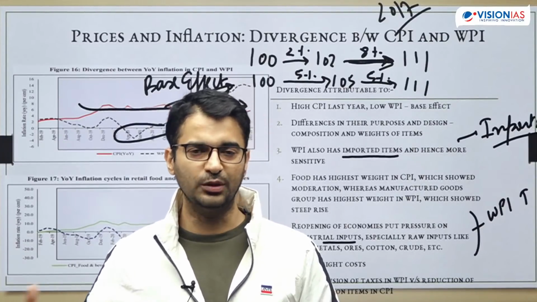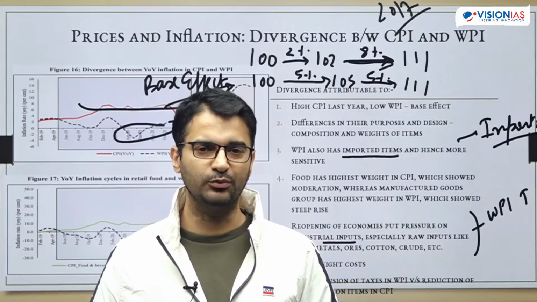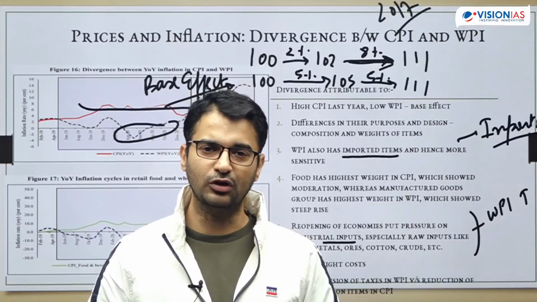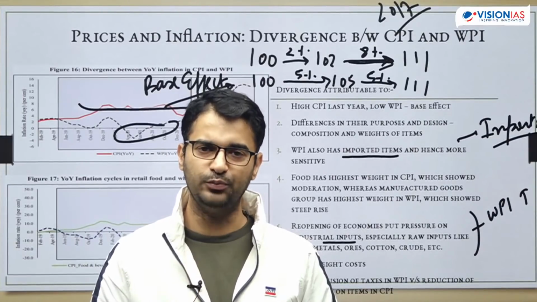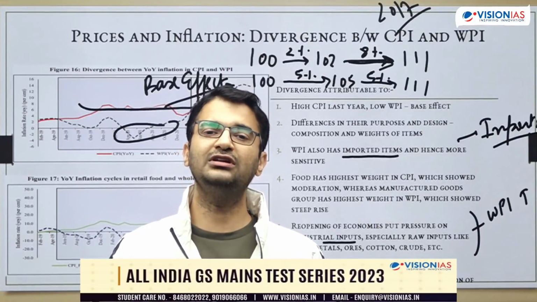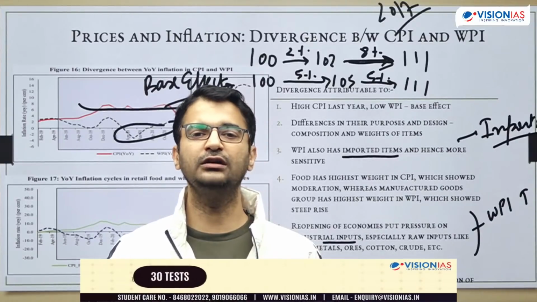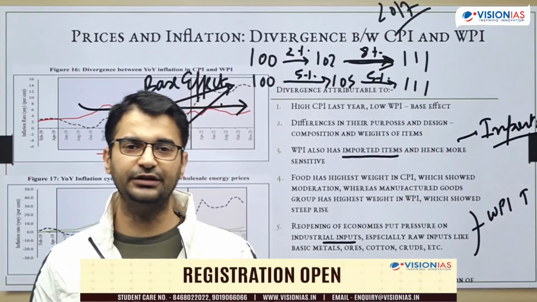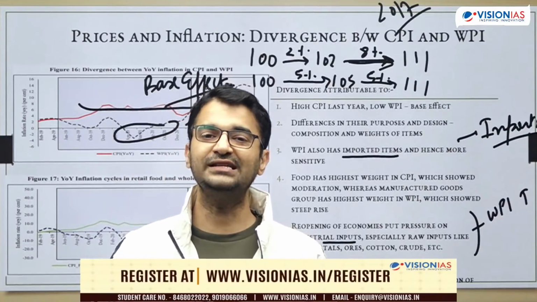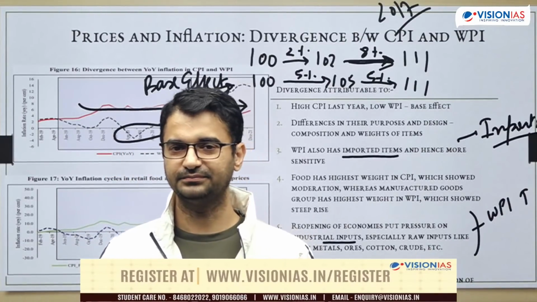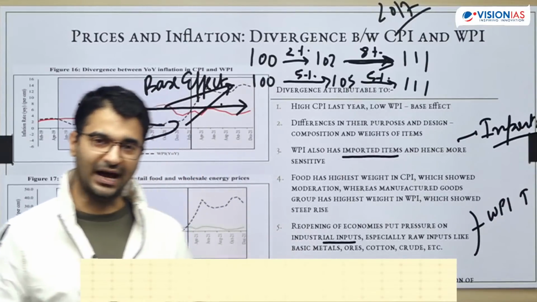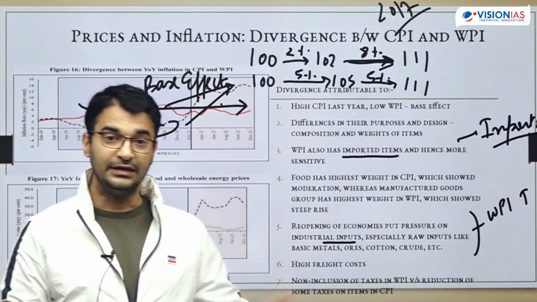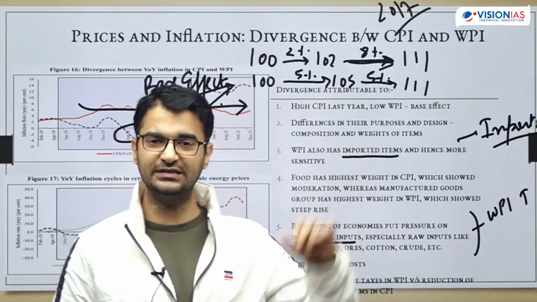To calculate the consumer price index, you will collect price information from your retail market. When you collect price information from the wholesale market for the purpose of calculating WPI, you exclude the taxes. You do not include taxes in WPI. And since taxes are not included, it is more sensitive to the input prices. In WPI, taxes are not there, in CPI taxes are there. In CPI fuel is there.